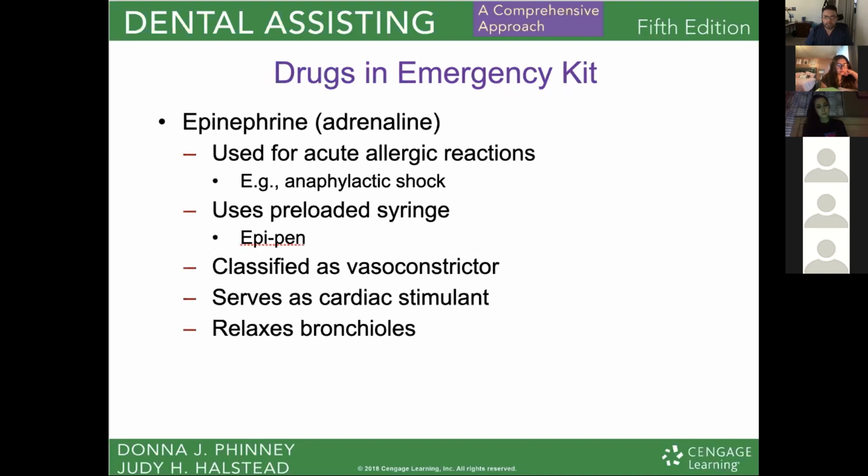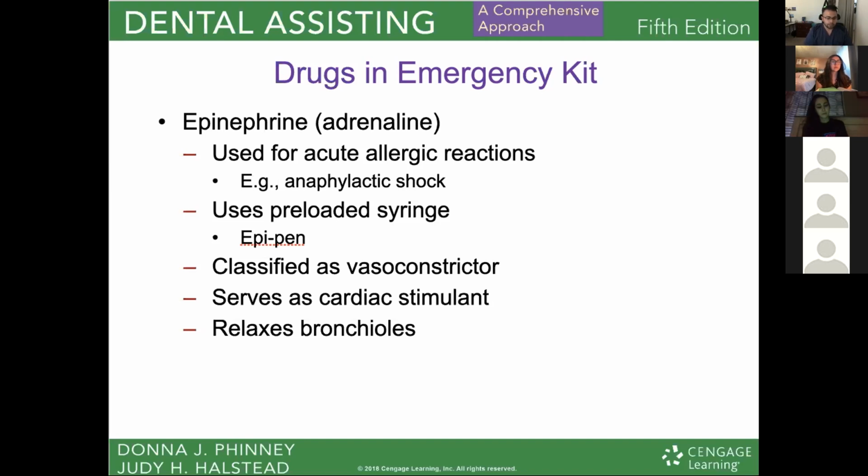Okay, some drugs in the emergency kit should include epinephrine. Epinephrine is just another word for adrenaline, which is a natural hormone that the body creates on its own. It's used for acute allergic reactions like anaphylactic shock. A lot of times the office will carry a preloaded syringe known as an EpiPen. And this is classified as a vasoconstrictor. So what it does is it constricts the blood vessels, which serves as a cardiac stimulant, and it actually relaxes the bronchioles, so the tubes in your lungs that help the patient breathe.